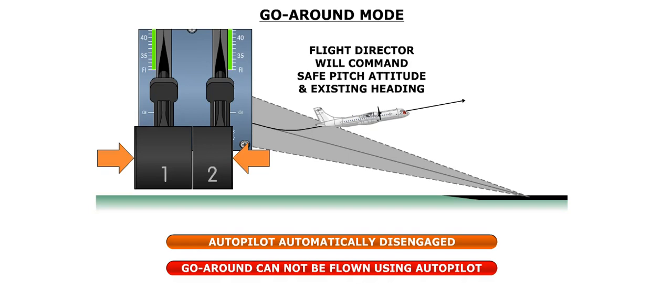Activation of the go-around mode will cancel out all active or armed flight director modes. Pressing the go-around button on either power lever will automatically disengage the autopilot, and the flight director will command a minimum safe pitch. In addition, the flight director will provide commands to maintain the heading existing at the time the go-around button was pressed. It is important that you understand that the go-around mode is a flight director mode only, and cannot be flown using the autopilot.